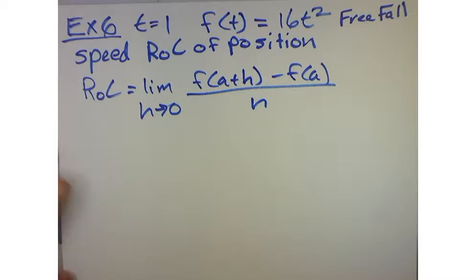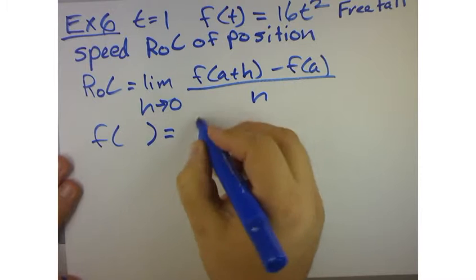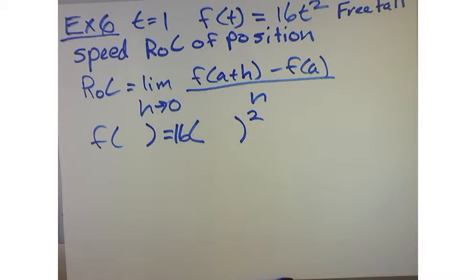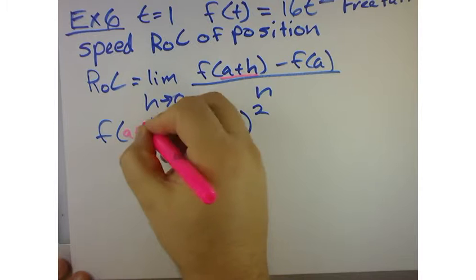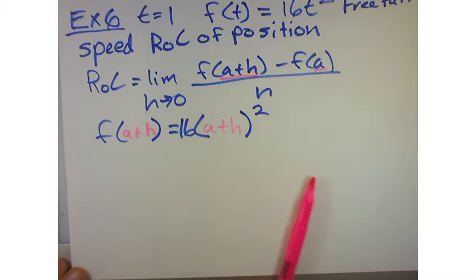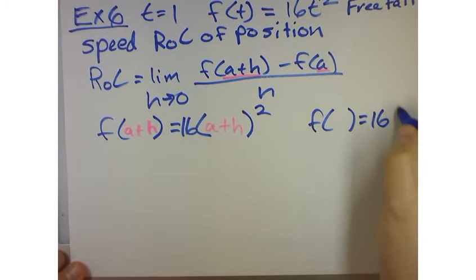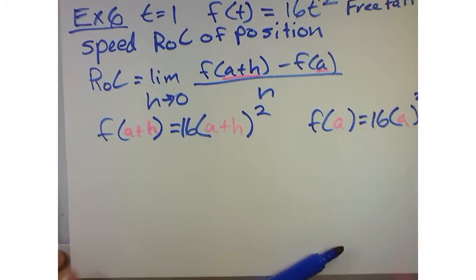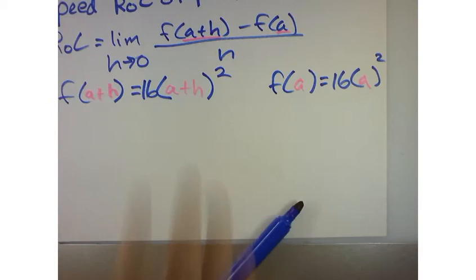Now before I start plugging things in, what I want to point out is that f of t is equal to whatever t is squared times 16. Well, I've got to plug two things in. I've got to plug in a plus h. So if I plug in a plus h, then I would plug in a plus h here. I also need to do f of a. So f of a would be very similar. That one's the easy one because we're just plugging in the a instead of the x. But this is all based on f of t is equal to 16t squared. So before I move any further, do you guys get that?